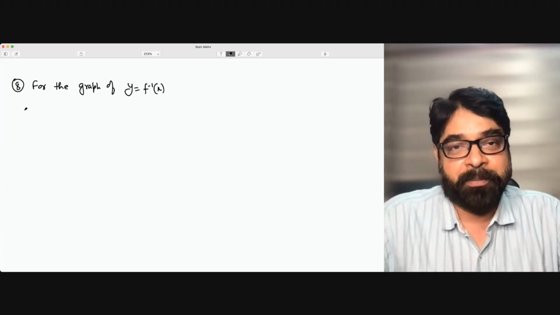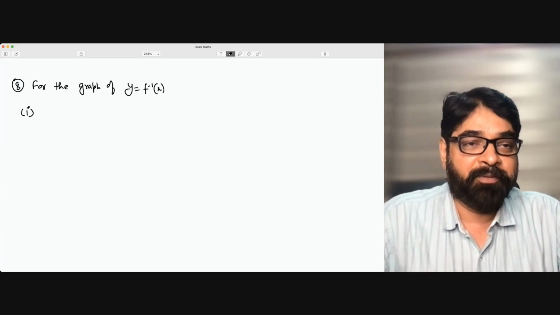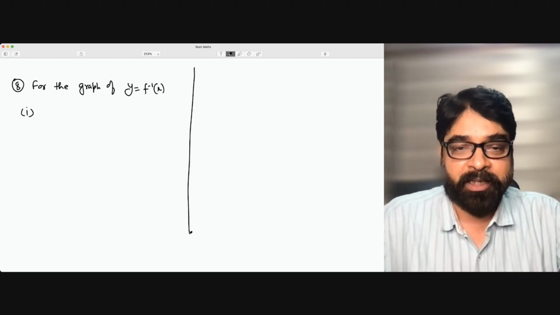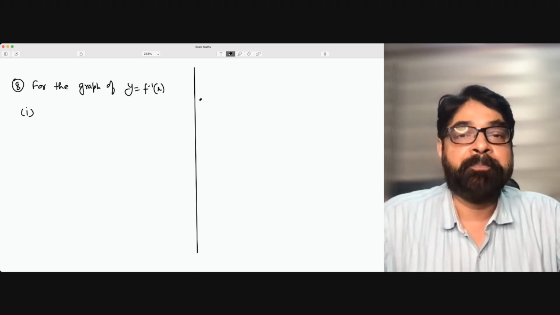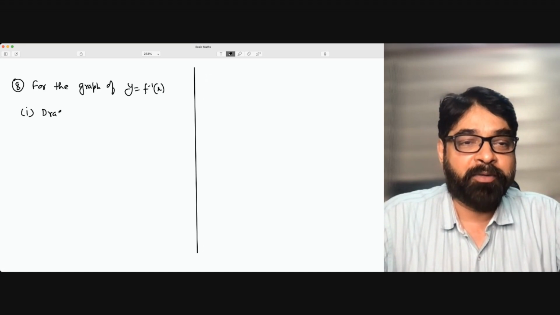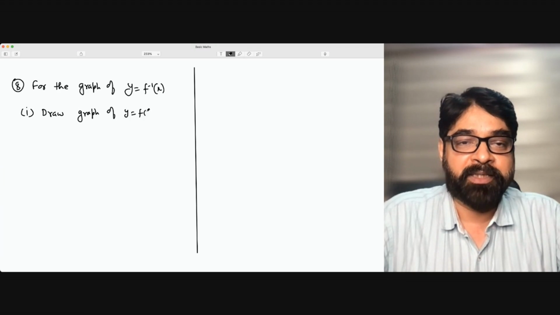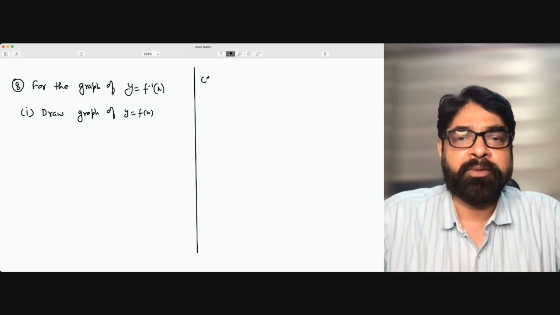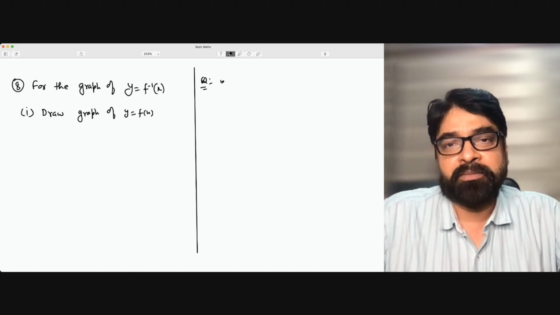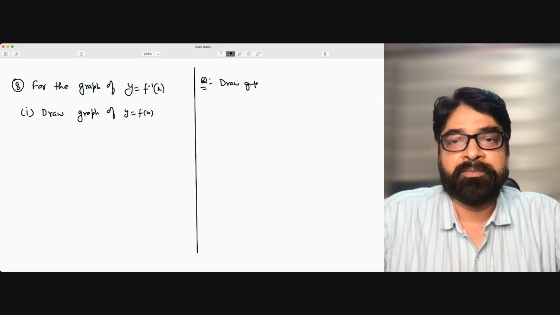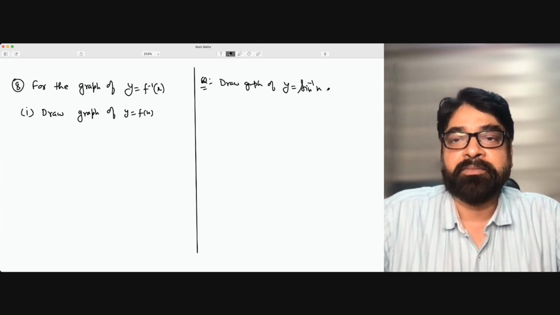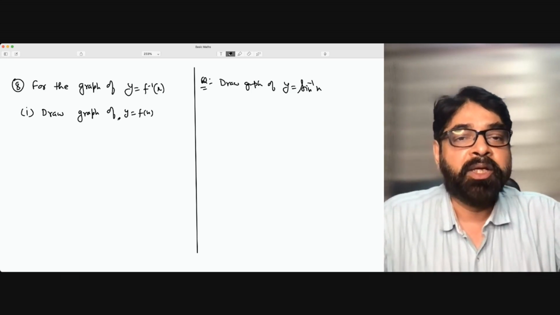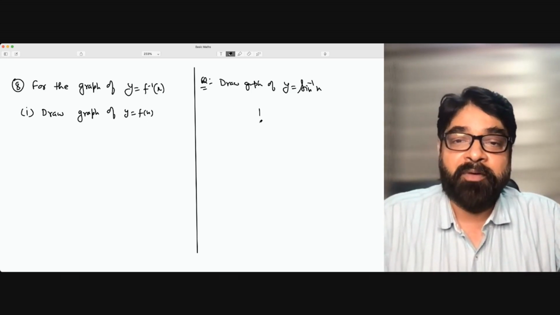So you have to follow certain steps. I will show a graph example also. Here, I will write an example. First step: draw the graph of y equal to f x. Let's take one example. I need to draw the graph of y equal to sine inverse x. This graph we need to draw. So the first step is saying what? Draw the graph of y equal to f x.